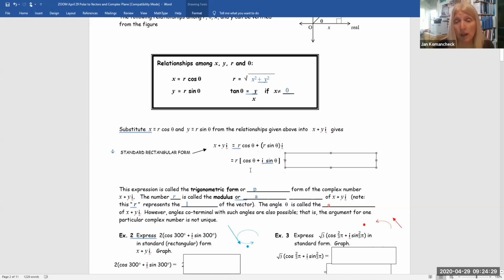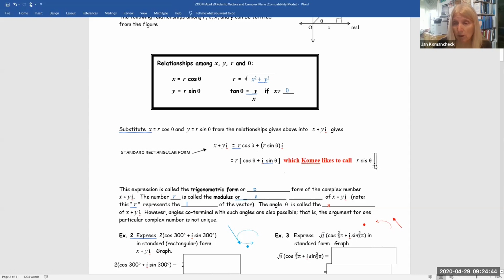And I didn't realize how tired I got until I was typing up these notes. I'm going, I am so tired of writing cosine theta plus i sine theta. Well, I've always shortened that, and let me show you how I've shortened that so you don't get confused. I always shorten that. Comey likes to call this r cis theta.